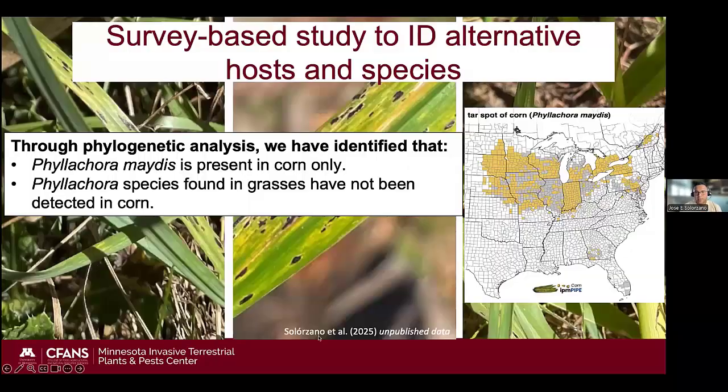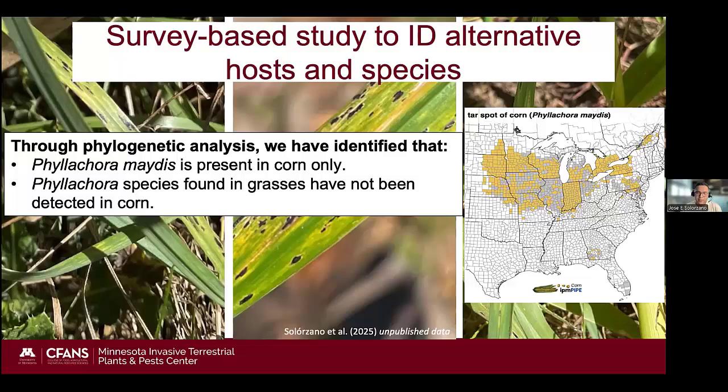And from this survey-based analysis, we conducted a molecular analysis, which is a phylogenetic maximum likelihood analysis. We have identified that Phyllachora maydis is present in corn only, and also that Phyllachora species found in grasses had not been detected in corn. So more work is being done, and I'm conducting more work to identify these Phyllachora species, and also we are sequencing more genes to better clarify these questions that we have.